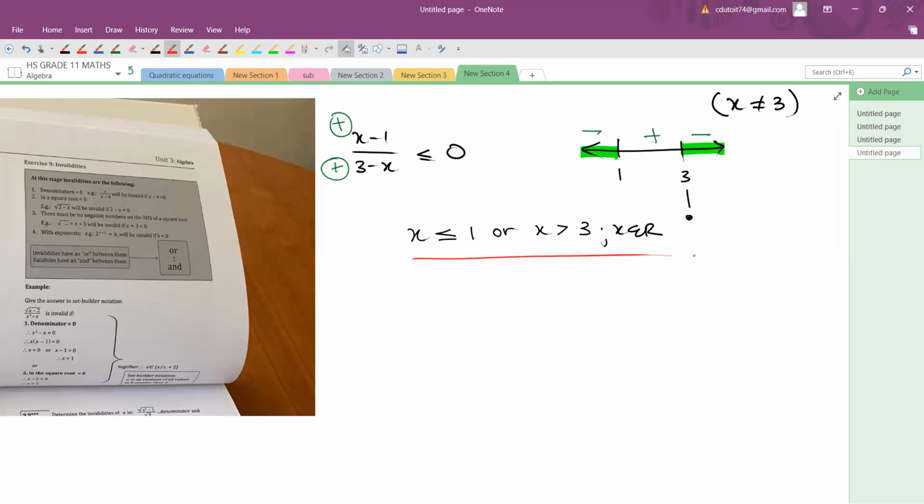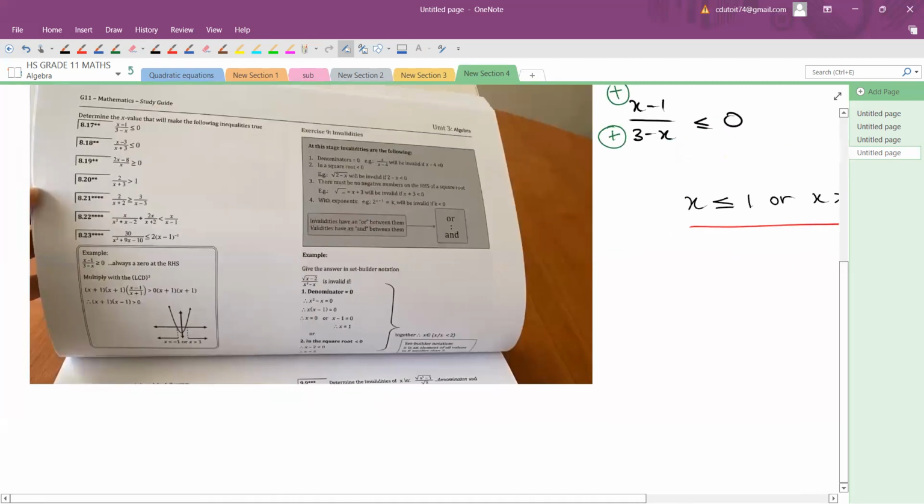Okay, awesome. Happy? Will there be fractions in the test? Pardon? Will there be these fractions in the test? No idea.